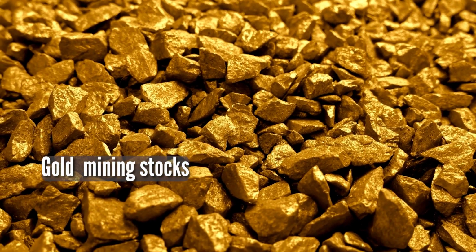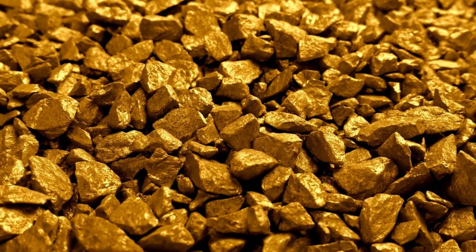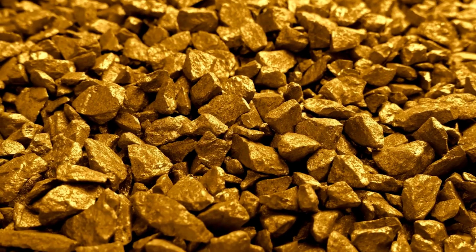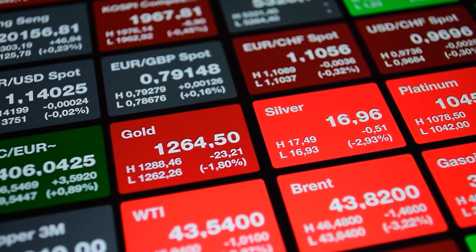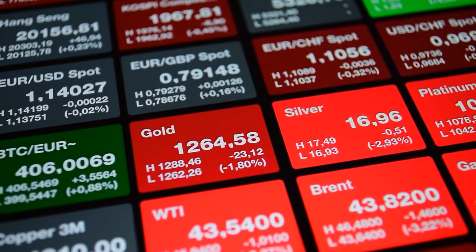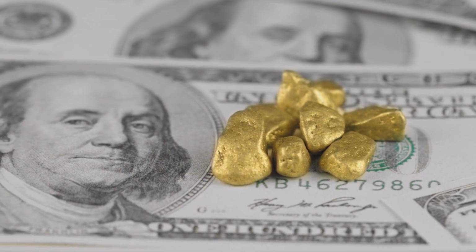4. Gold mining stocks. Investing in gold mining stocks is a way of investing in companies that are involved in the exploration, production, and sale of gold. Gold mining stocks can offer investors exposure to the gold market and the potential for higher returns than investing in physical gold. Here's how you can invest in gold mining stocks.